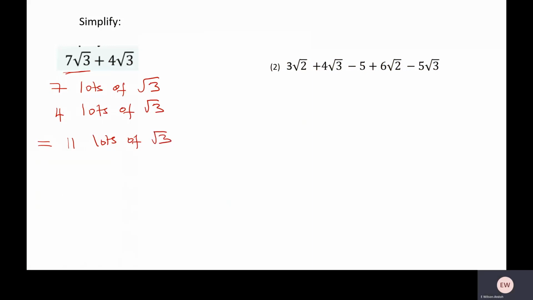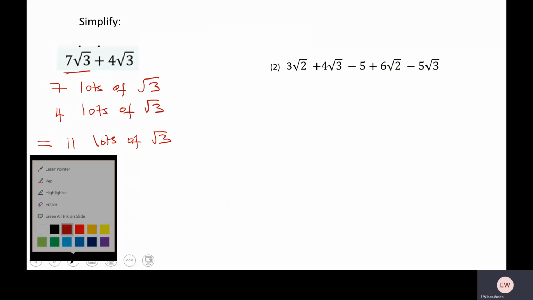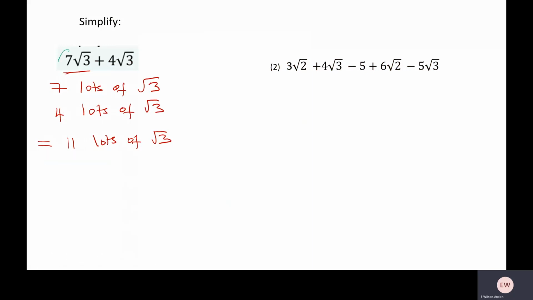So when you are adding surds and you have like terms, in this case we have root 3 in the first term and root 3 in the second term, so these are like terms. All we have to do is add their coefficients. We have 7 as our coefficient in the first term and 4 in the second term. So we add these two numbers together and we get 11 root 3. So our first example is done. Let's look at the next example.